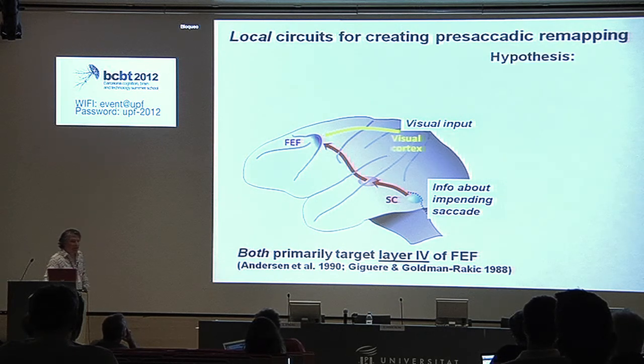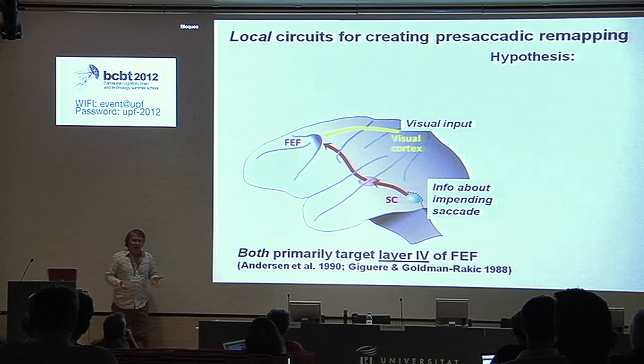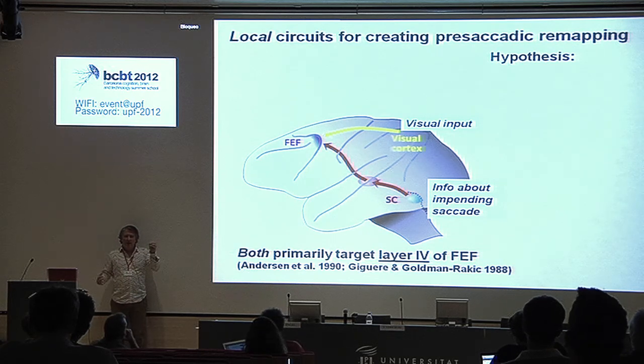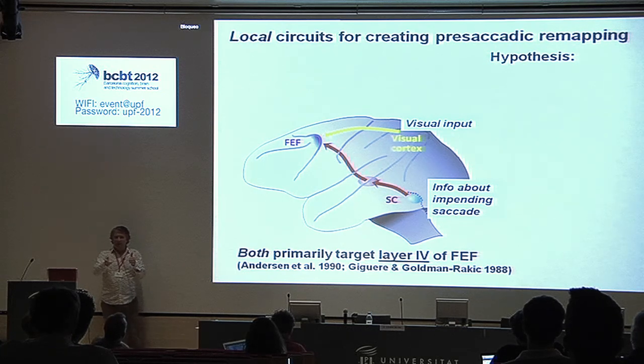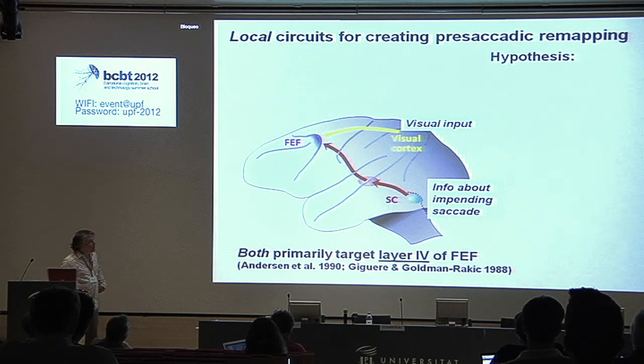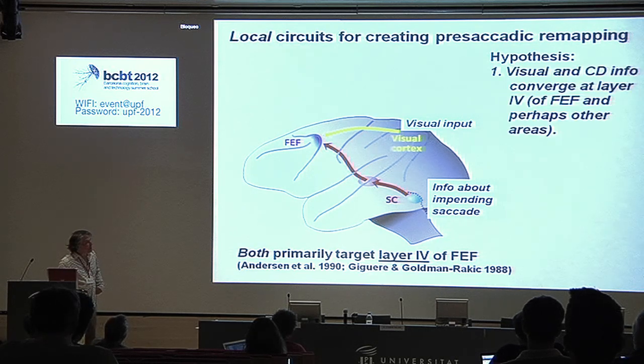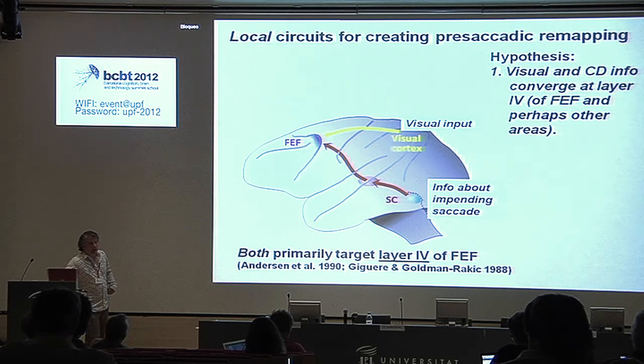So our hypothesis is if you're going to have remapping, somehow the visual information needs to combine with the advanced information about the saccade in order to shift the receptive field. And a simple explanation for that may be that visual and corollary discharge information converge at layer 4 and affect neurons directly in layer 4. Another hypothesis is neurons in layer 4 may be entirely corollary discharge recipient or entirely visual recipient, and it all happens downstream. But the simplest explanation, in our eyes, is that it's happening at the first level of impact.